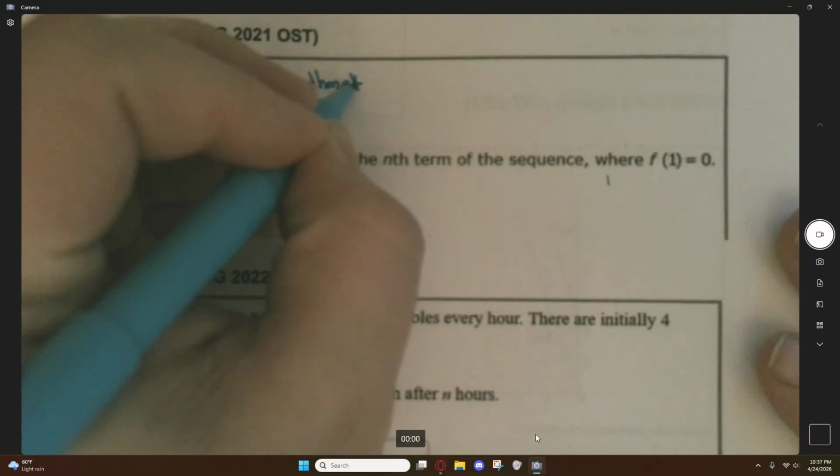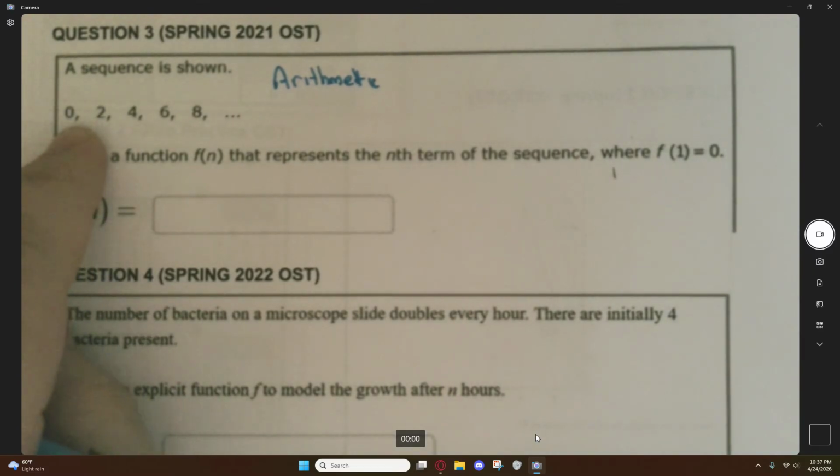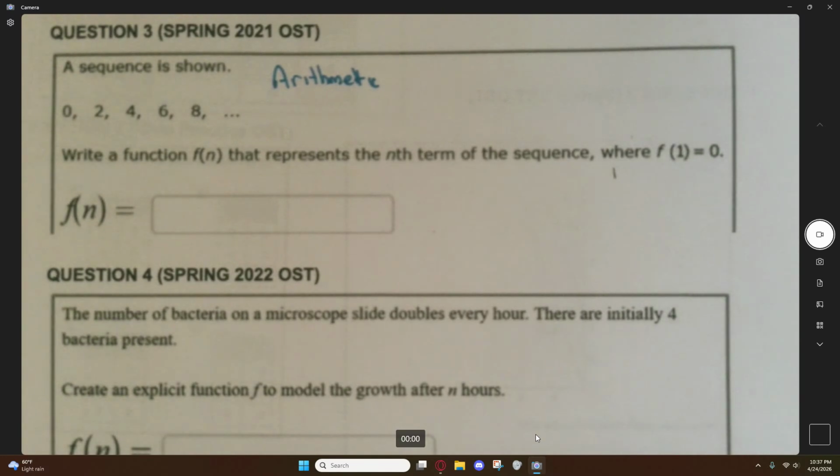Why is that? Because, remember, geometric sequences have to do with multiplication. Anything times 0 is 0. So a geometric sequence that involves 0 would never be able to be anything but 0. It would just be 0 times 0 times 0 times 0, and so on and so forth. So this must be an arithmetic sequence.